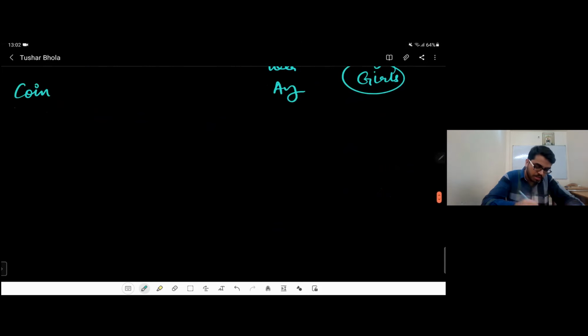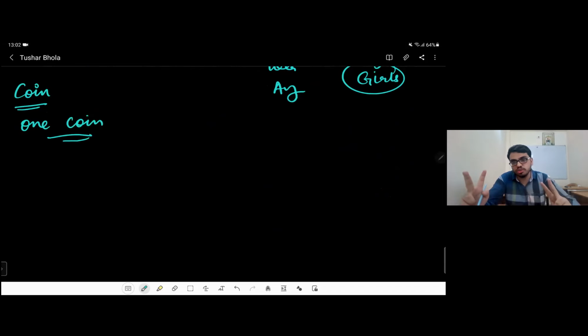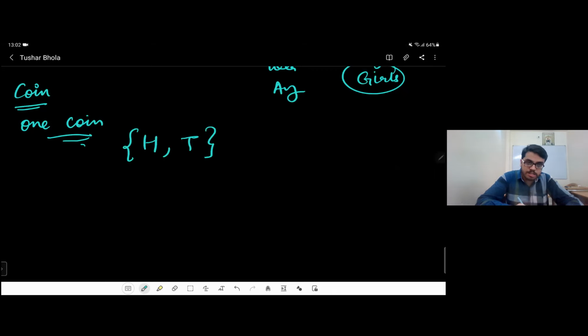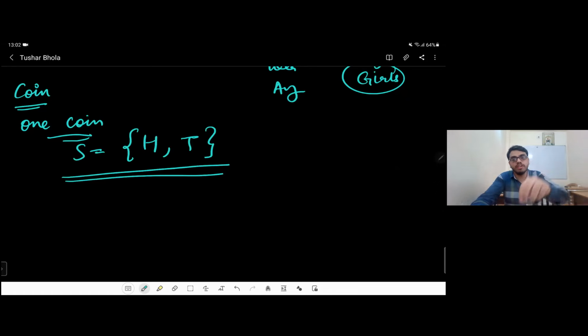The very first is our coin. Everyone knows this thing, 1 coin. If I am tossing 1 coin, okay, you took a coin and you will toss it, you know only two things can happen: either head or tail. Either it can be H for head, or what can it be, T for tail. So this is my sample space for the coin, when I am tossing only a single coin, that is head and tail.